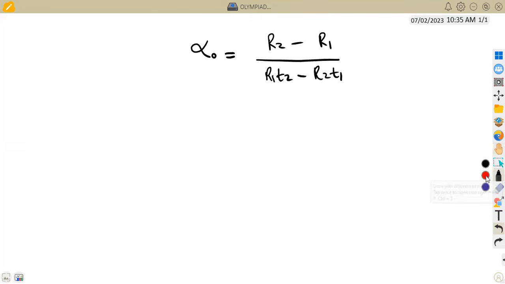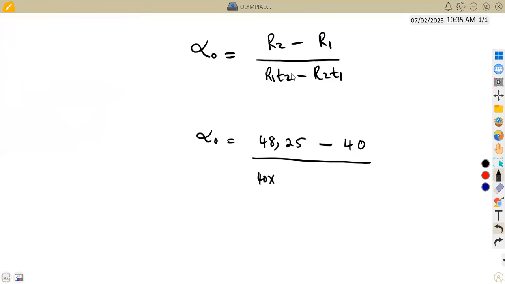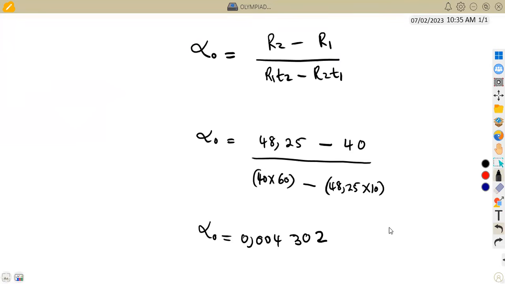So we are going to have our alpha naught as R2. Remember, R2 was 48.25 minus R1, which was 40 ohms, everything over R1, which is 40, times T2. Remember, T2 was 60 degrees Celsius. So this is 60 multiplied together minus R2, which was 48.25, times T1, the temperature one, which was 10 degrees Celsius. So this is going to give us something like 0.00430247 and so on, depending on what you're going to have.